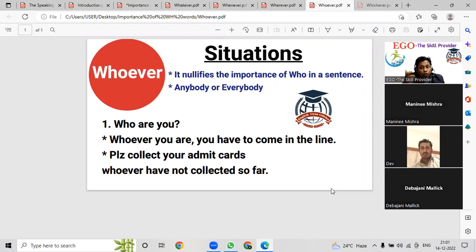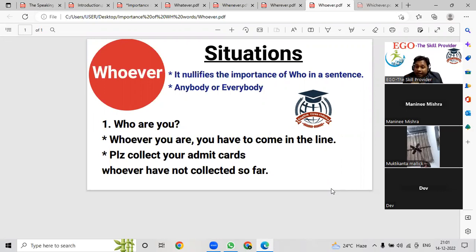Suppose there is some unknown call and you don't have Truecaller. You don't install Truecaller in your mobile phone. So you may get a call and say, hi sir, I am Dev. Yes, I am Dev speaking, but who is this? Not who are you.